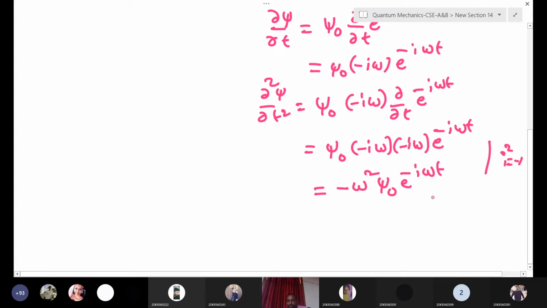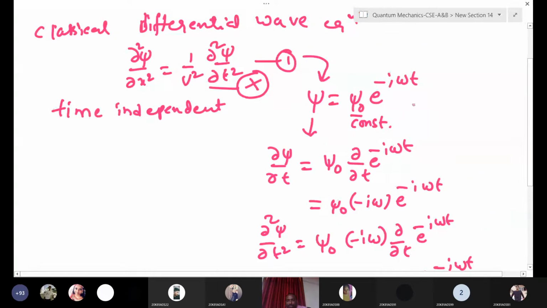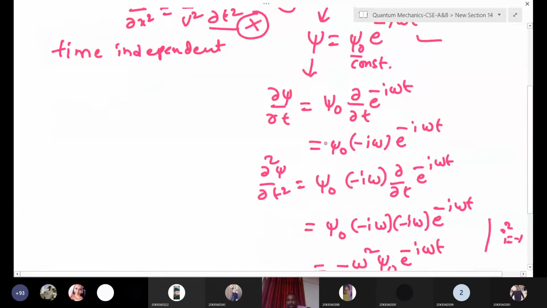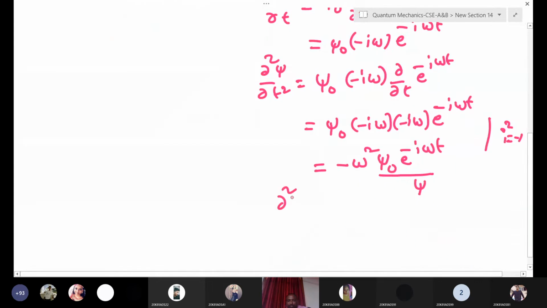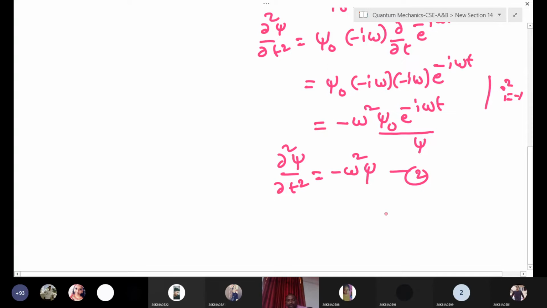So psi 0 e to the power of minus i omega t, you can write as psi, right? Psi is equal to this one. What is the solution? Just replace this term with psi. So dou square psi by dou t square is equal to minus omega square psi. This is equation 2. Up to here, is it clear, everyone? We have taken the solution and differentiated it twice. Then we'll replace dou square psi by dou t square with minus omega square psi.